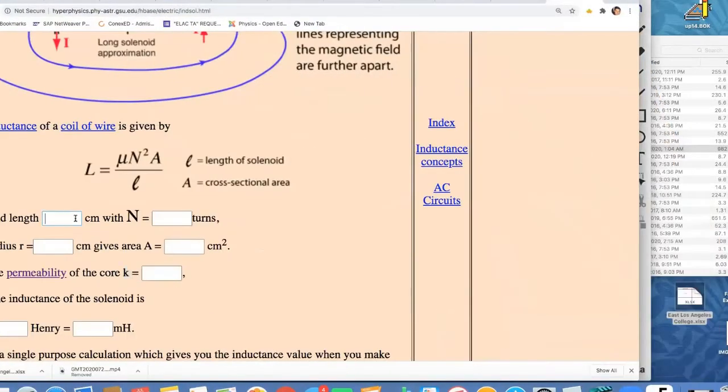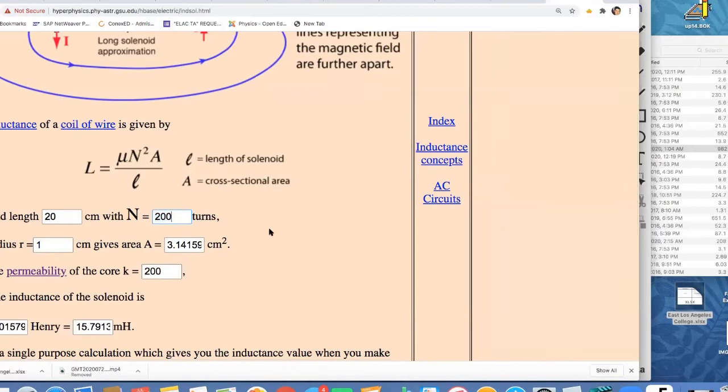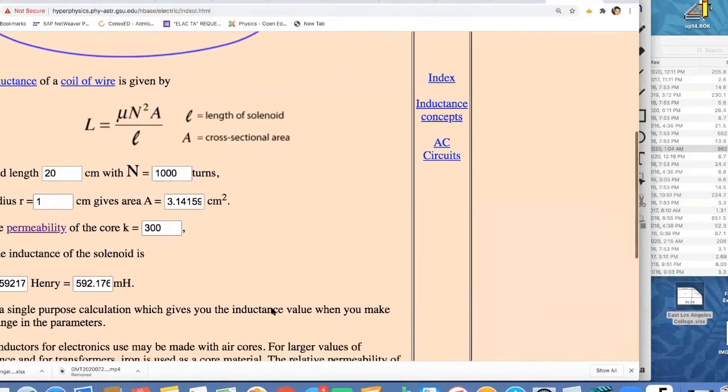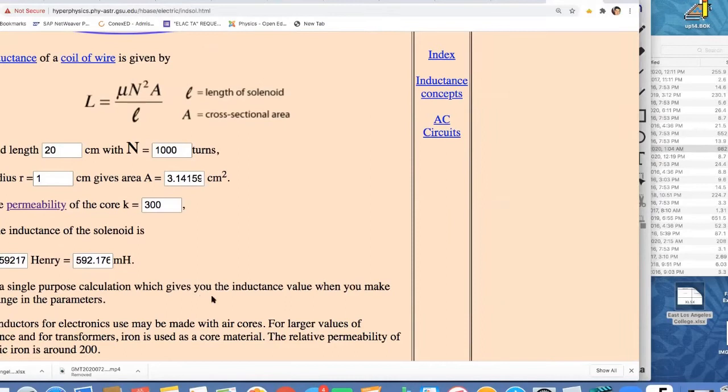So then here on this website, they're saying, okay, put in any length, let's say a 20 centimeter solenoid. And then here you put any number of turns, let's say 1,000 turns. Coil radius is 3.14. Relative permeability, I could put, let's say, 300. Then the inductance of the solenoid is 0.5927 henries, 592 henries. This is a single purpose calculator which gives you the inductance value when you make any changes in the parameters.